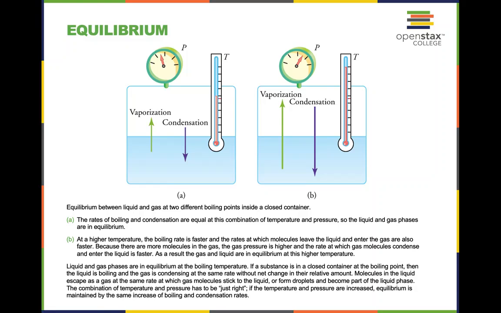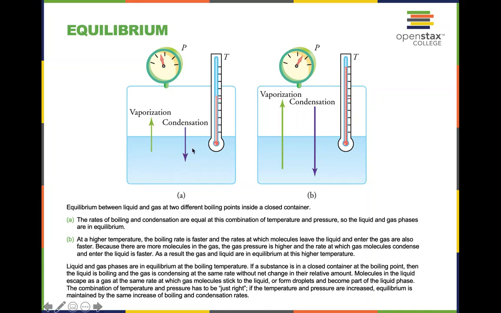So, like mentioned before, for equilibrium, these show that for A, the rates of boiling and condensation are equal at this combination of temperature and pressure, so that the liquid and gas phases are in equilibrium. For B, at a higher temperature, the boiling rate is faster, and the rates at which molecules leave the liquid and enter the gas are also faster. Because there are more molecules in the gas, the pressure is higher, and the rate at which the gas molecules condense and enter the liquid is faster. As a result, the gas and liquid are in equilibrium at this higher temperature.